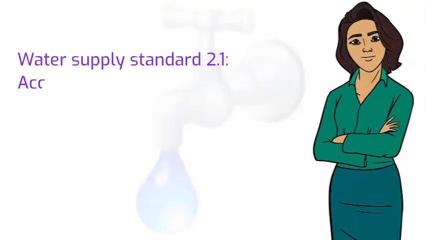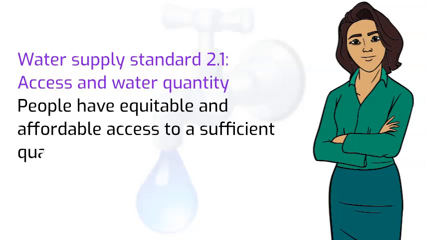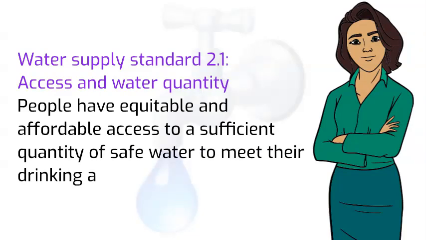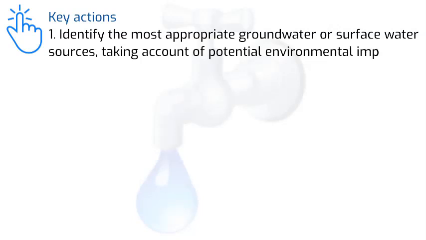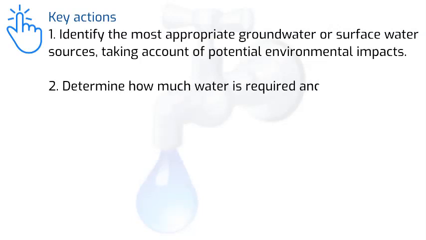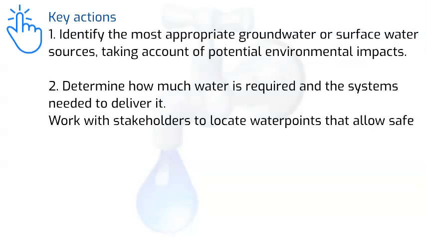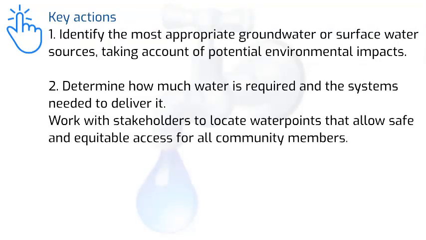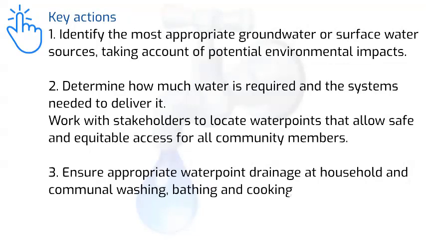Water Supply Standard 2.1. Access and Water Quantity. People have equitable and affordable access to a sufficient quantity of safe water to meet their drinking and domestic needs. Key actions. 1. Identify the most appropriate groundwater or surface water sources, taking account of potential environmental impacts. 2. Determine how much water is required and the systems needed to deliver it. Work with stakeholders to locate water points that allow safe and equitable access for all community members.